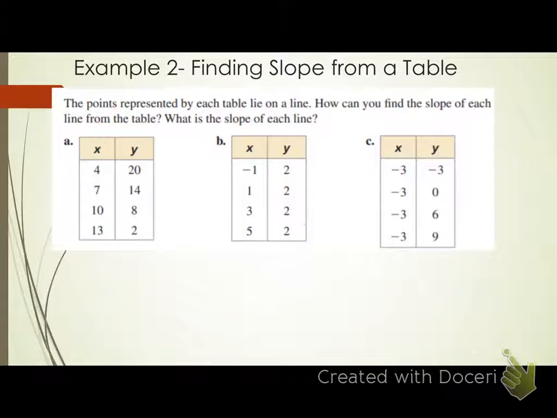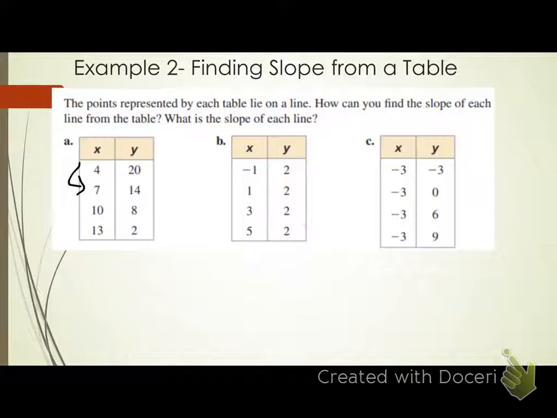Example 2. Finding slope from a table. The points represented by each table lie on a line. How can you find the slope of each line from the table? What is the slope of each line? So let's answer the first question first. How can you find the slope of each line from the table? You would just find the difference between 4 to 7, that's plus 3. 7 to 10 is plus 3. 10 to 13 is plus 3. Very good. Does everyone see what he's saying?